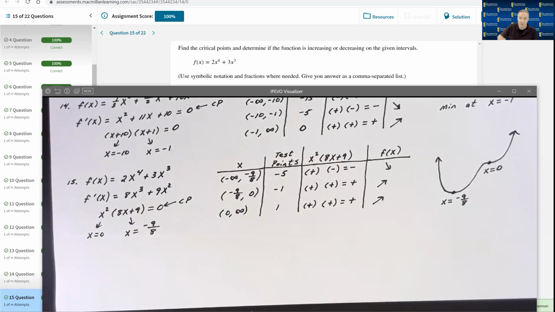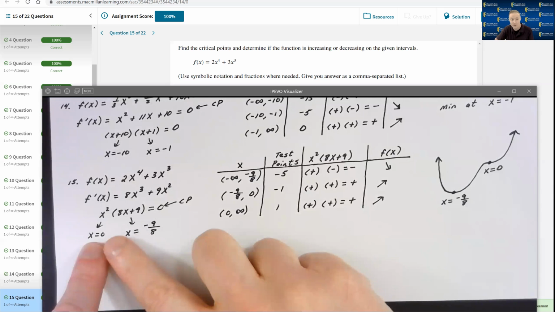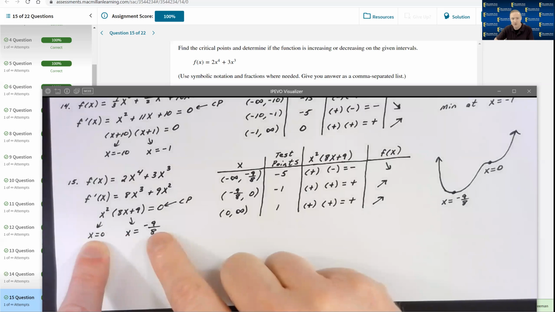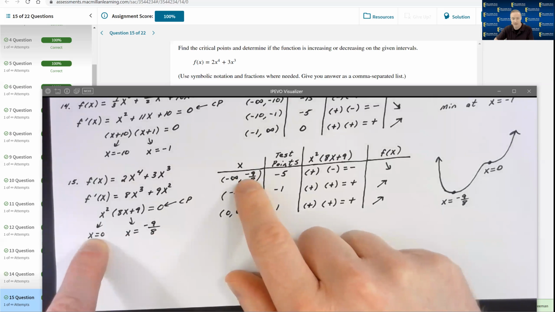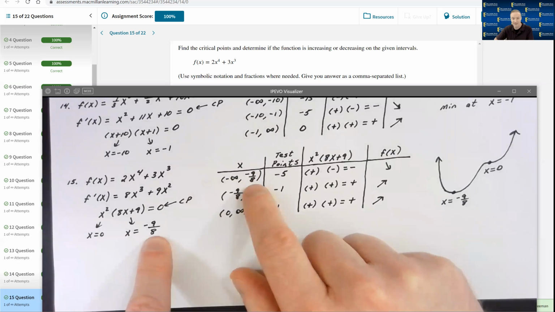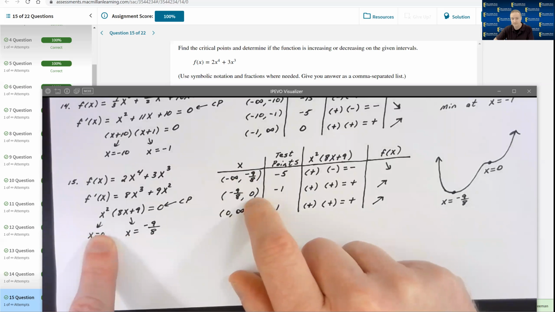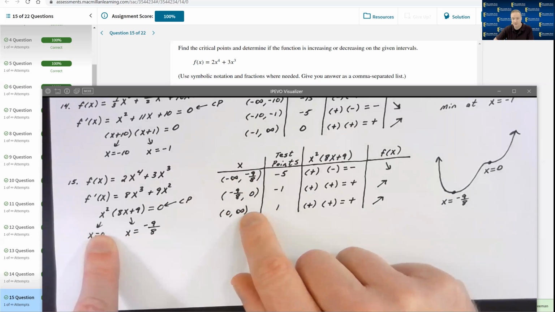A maximum is when the derivative changes from positive to negative, and a minimum is when the derivative changes from negative to positive. So I can say, I know 0 is not going to be the location of a maximum or minimum value. But I still go ahead and put it in my first derivative sign test. I go negative infinity to negative 9 over 8, then negative 9 over 8 to x equals 0. It is still a critical point, and then x equals 0 to infinity.